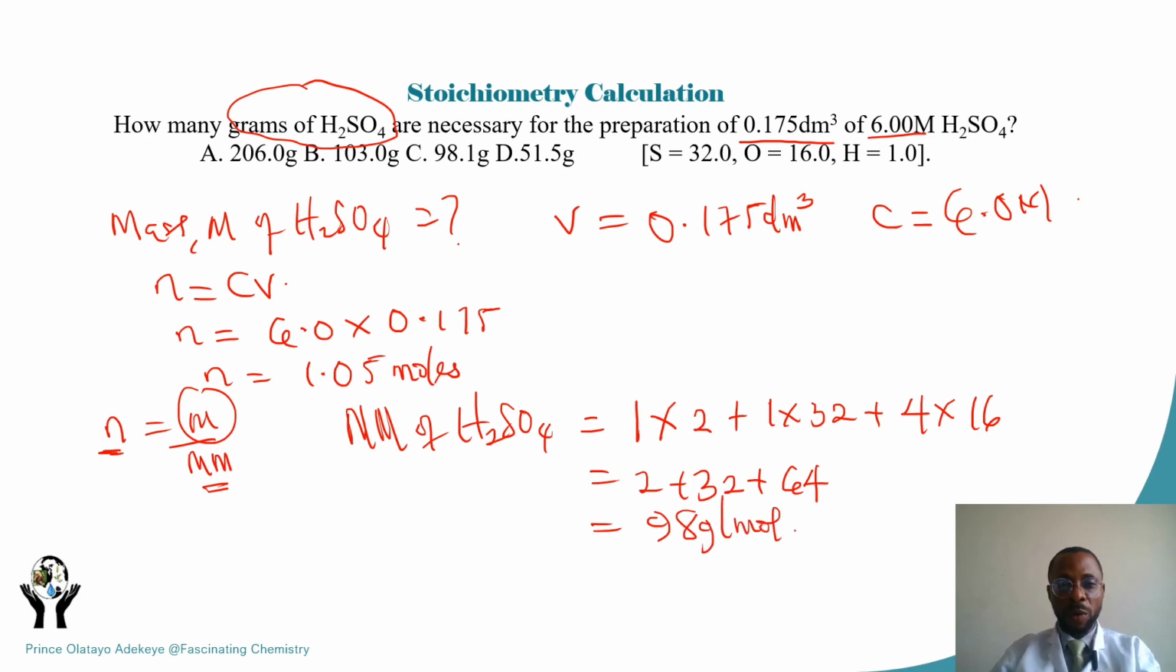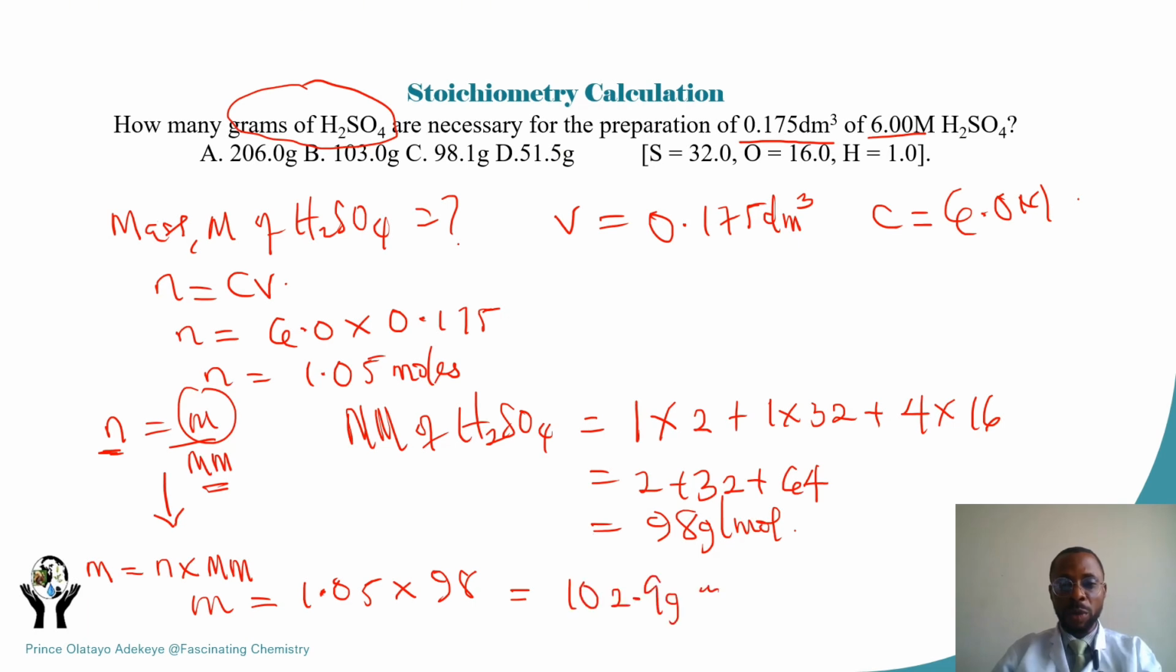So from this expression now, when you cross multiply, our mass will be equal to n times molar mass. The n is 1.05 times 98, and that will give us 102.9 grams, which is approximately 103 grams of H2SO4.